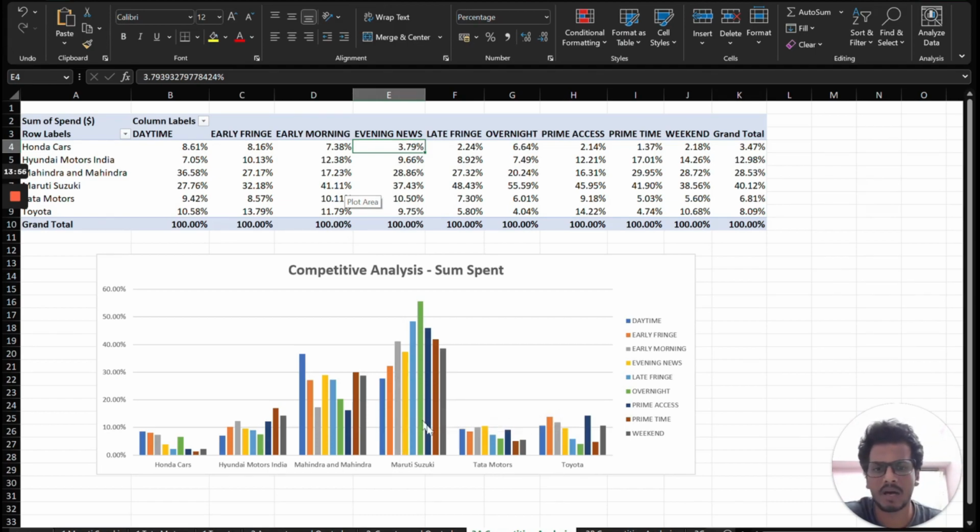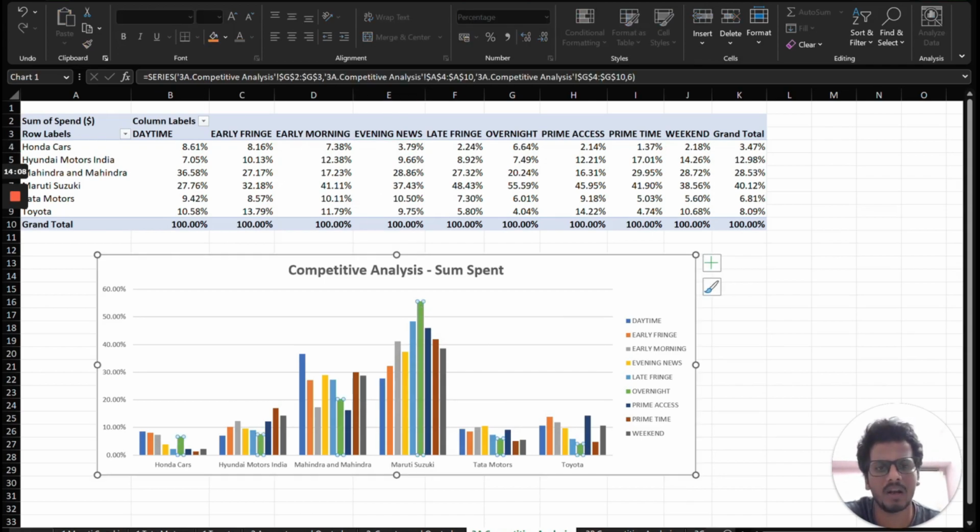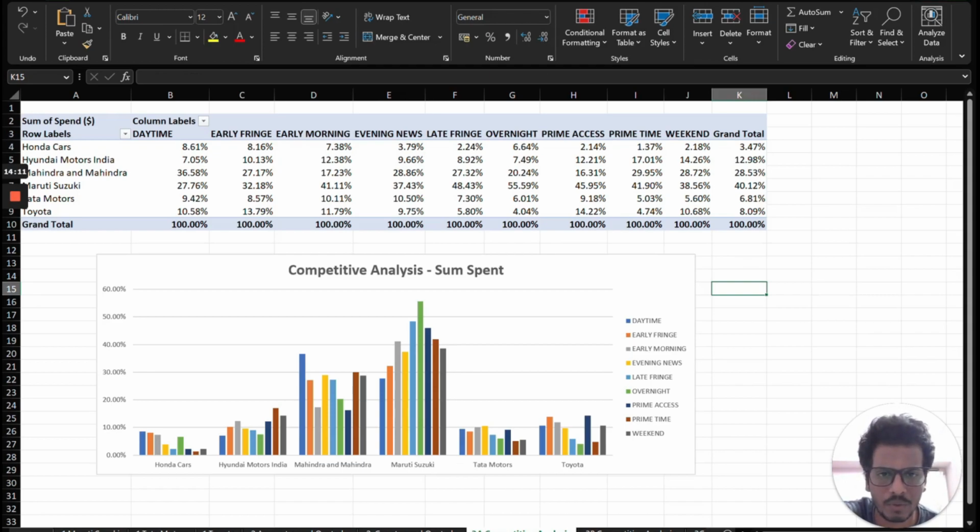Again, you can see Maruti Suzuki has spent more on the ads compared to the others, but they have spent overnight. All right, so they have spent overnight a lot. So that is what we can see, overnight. So for Maruti Suzuki you can definitely see 55% in here. All right, so 55 percent, that is the most. Mahindra and Mahindra have daytime, right? So Mahindra and Mahindra daytime, almost 36% they have spent in the daytime. So this is the insight which you can draw.